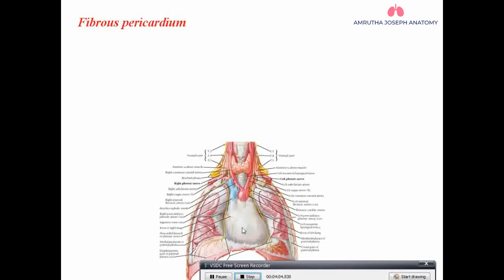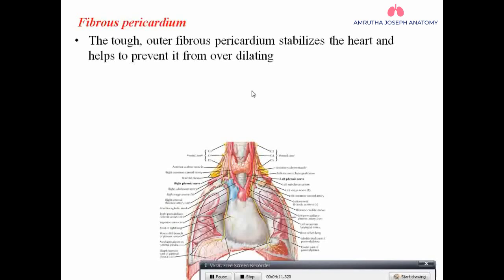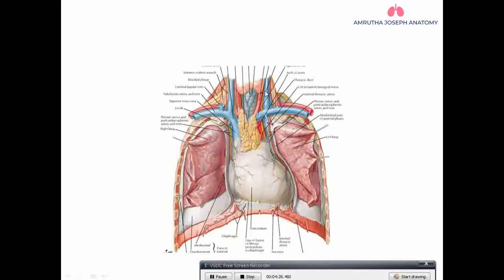So this pericardium, what you can see here, is fibrous pericardium. As I said, it is tough and it stabilizes the heart and helps to prevent it from over dilating. And it is conical in shape and made of fibrous connective tissue. A close view of the pericardium. Pericardium is blending with the diaphragm, the thoracoabdominal diaphragm.